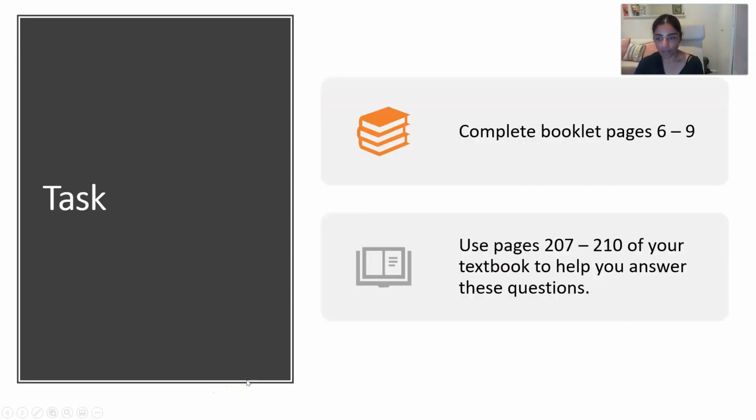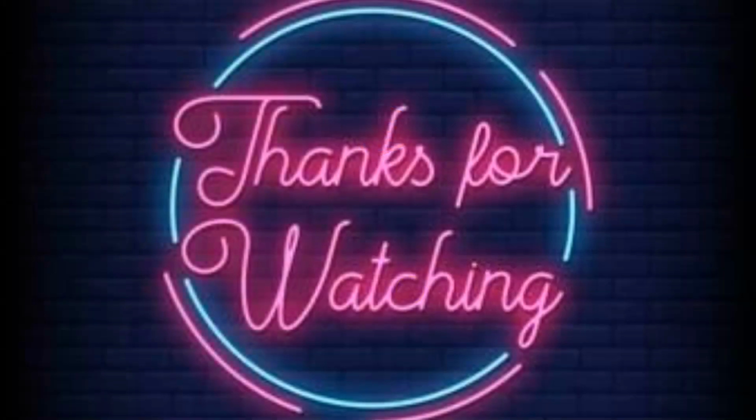Now, that's the end of today's lesson. Please ensure that you complete pages 6 to 9 of your booklet, and please ensure that you read pages 207 to 210 of your textbook. That is essential to help you understand the terminology and to be successful in answering questions effectively.